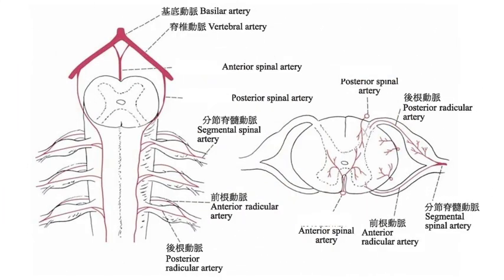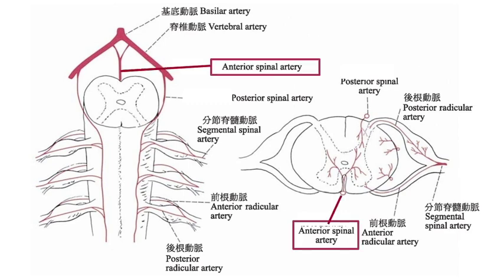The diagram on the left-hand side of the slide shows the posterior view and transverse section of the spinal cord. The diagram on the right-hand side shows the transverse section of the spinal cord. The bottom part is the anterior spinal cord, the top part is the posterior spinal cord. Here are the anterior spinal arteries, and here are the posterior spinal arteries. Both anterior spinal arteries and posterior spinal arteries are branches of the vertebral artery.